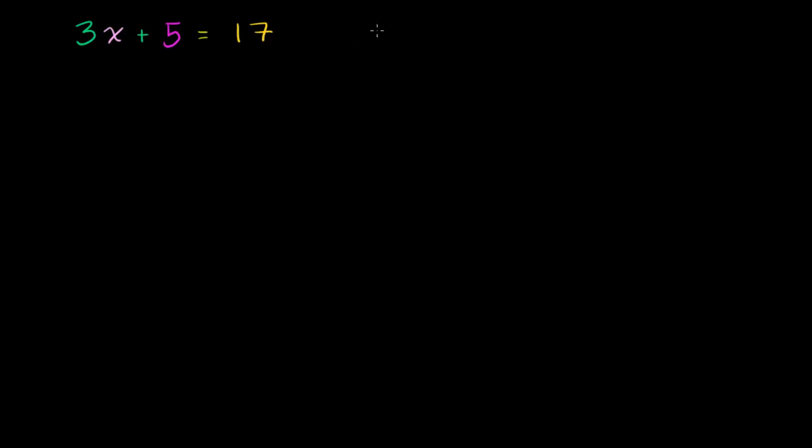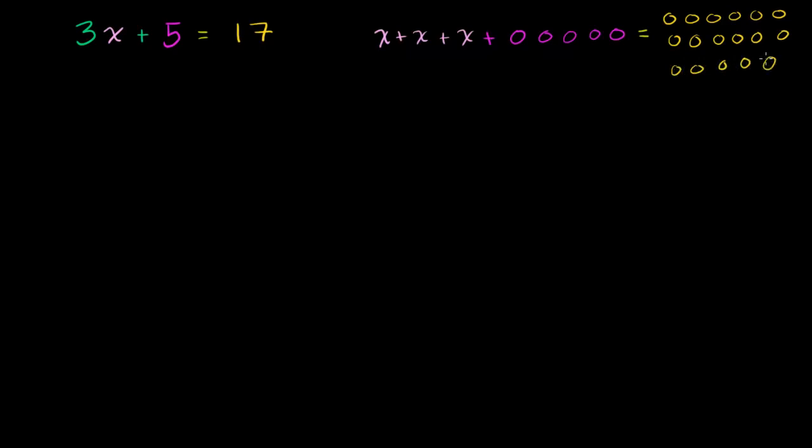So 3 times x literally means you have an x plus an x plus an x. That right there is a 3x. And then that's plus 5, and I'm going to write it out as 5 objects: 1, 2, 3, 4, 5. This right here is 3x plus 5 is equal to 17. Now let me draw 17 objects here: 1, 2, 3, 4, 5, 6, 7, 8, 9, 10, 11, 12, 13, 14, 15, 16, 17.